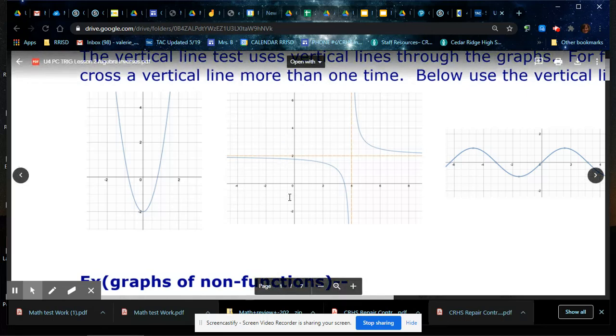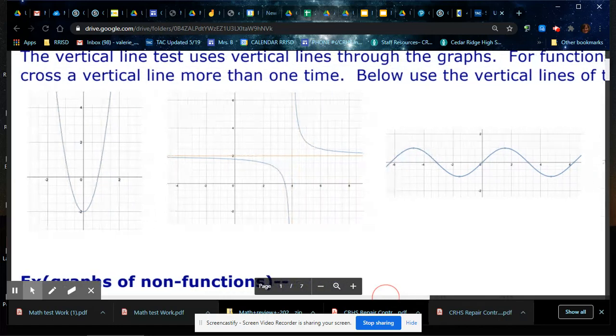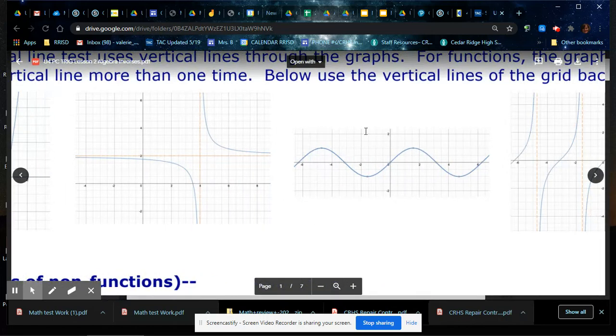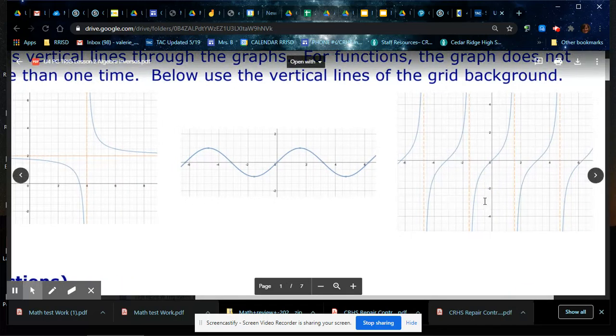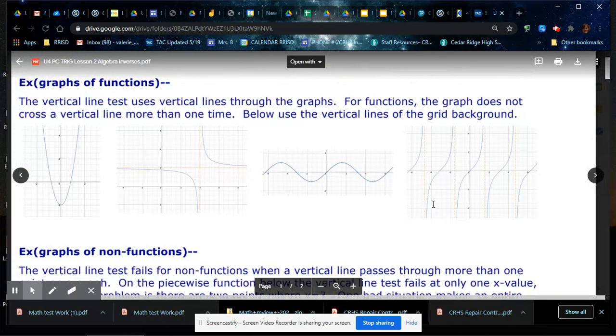Same with this one. Even though there's asymptotes there, it is actually only touching the function one time. Same here with this one. Even with one of these, which we're going to look at later in the year, coming up soon, one time. Okay. How about these?